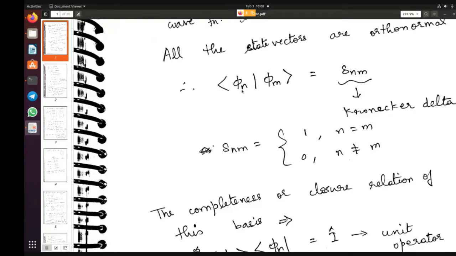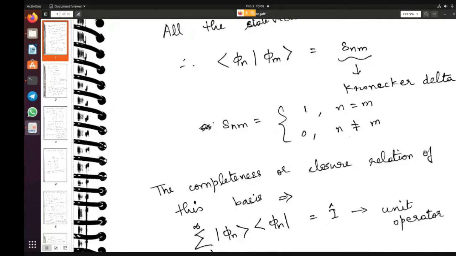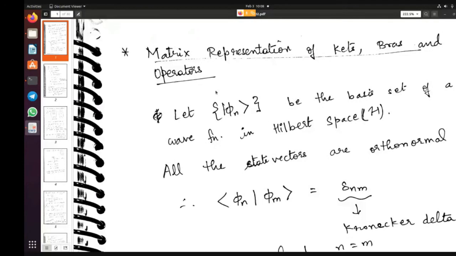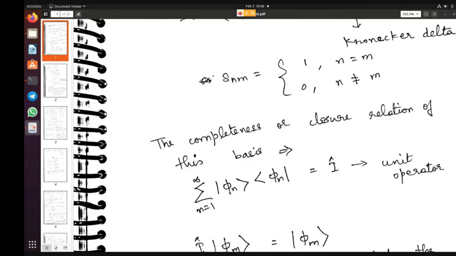So you can imagine that if you take the scalar product with itself, then you will get 1. If you take the scalar product with anything else, you're going to get 0. And this is true for orthogonal eigenvectors, or orthogonal state vectors. So this is the same concept here. Now, since the phi n's are the complete basis set, for anything to be a complete basis set, it has to follow this relation: the summation of this operator. This is an operator.